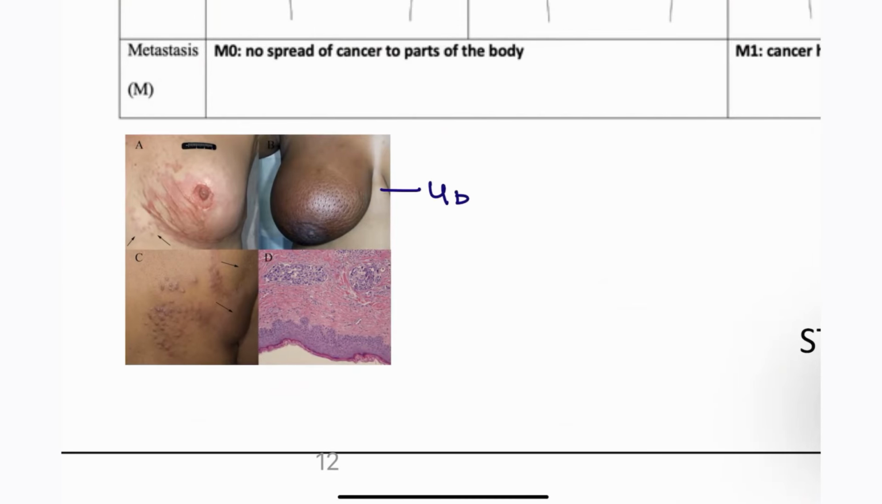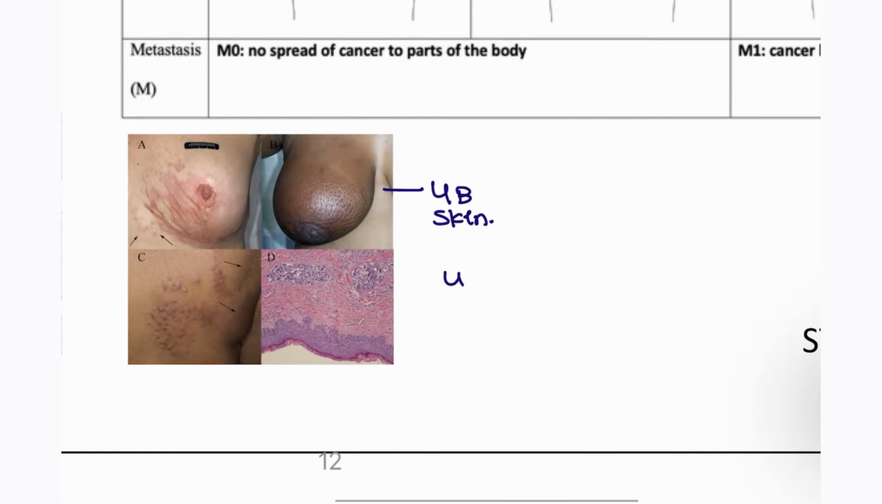4B, you are going to see with the skin involvement. The ulceration and infiltration will be seen in the 4B. Next, 4C. 4C is nothing but a combination of 4A plus 4B. Next, 4D, this is Paget's. This is going to be Paget's condition. So Paget's condition will be seen here.